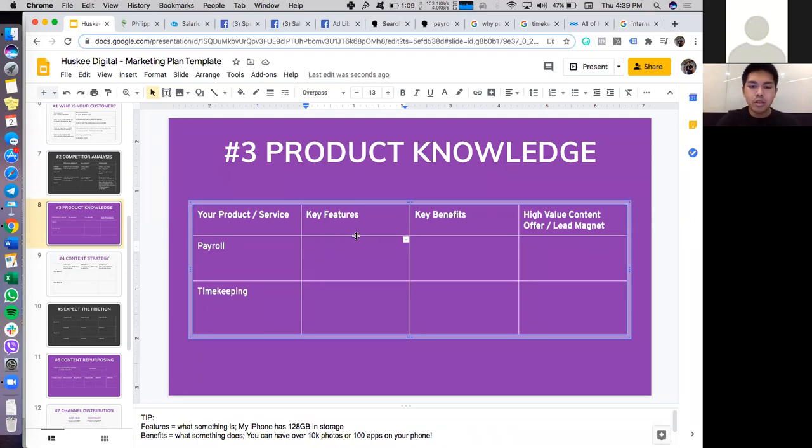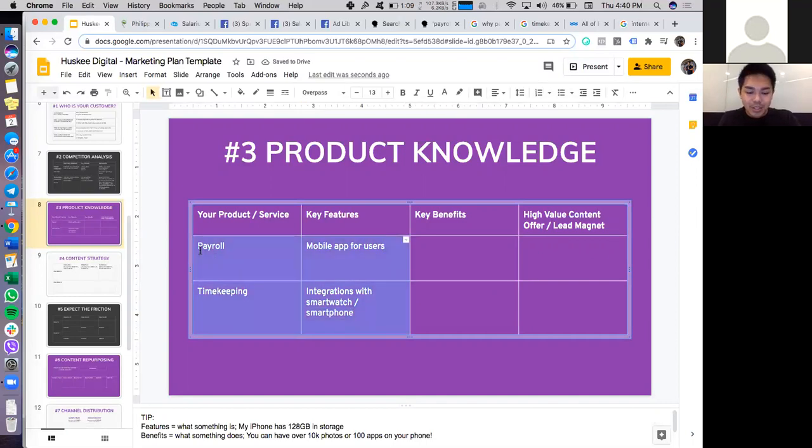Let's say for payroll, our key feature is we have a mobile app for users. And then for timekeeping, let's think of something witty. Let's say we have integrations with smartwatch or your smartphone, just so that it's a little weird. We're a unique platform.